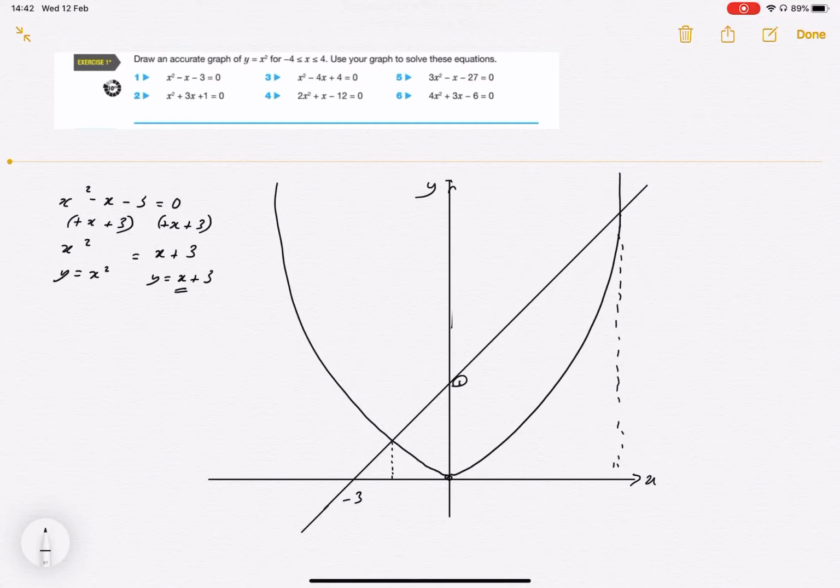The next one, x squared plus 3x plus 1 equals 0. Again, I'm going to do the same thing. I'm going to rearrange it so I've just got x squared on one side. I'm going to take away 3x and take away 1. So now I've got the graph of y equals x squared, and I need to now put on there y equals -3x minus 1.